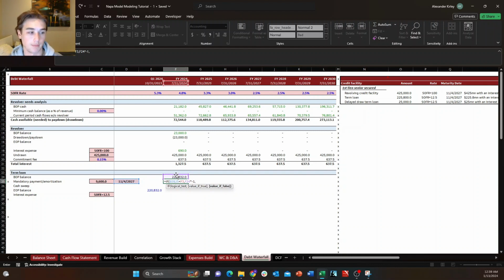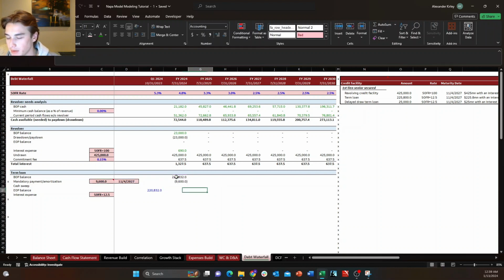So that's one side. On the other, if this is not the maturity date, then we take the minimum of our mandatory payment, we're going to lock this as well, and the full beginning of period balance. Then we'll multiply this by -1 as well, and close it out, and that should give us this number here.